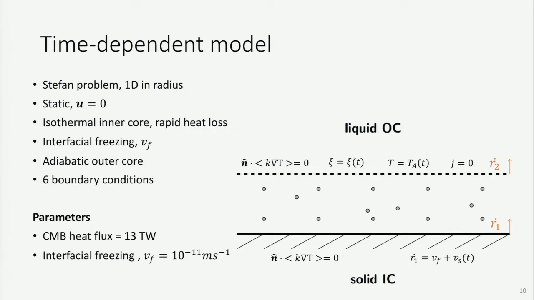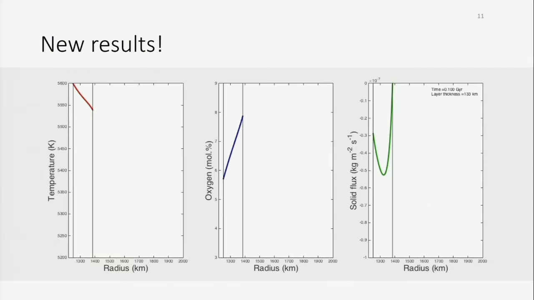Also, the speed of the lower boundary is determined by that freezing speed plus the snow speed of the iron particles growing the inner core. So here are some new results that I've only recently obtained, and my supervisor hasn't really seen them yet, who's the chair of this session. So you might be interested to know what they are.